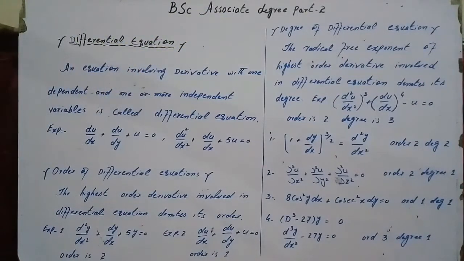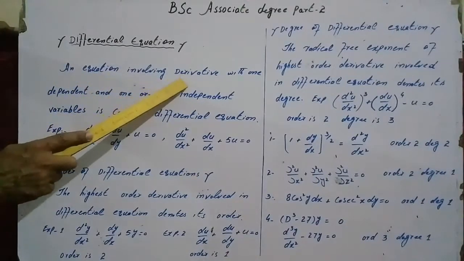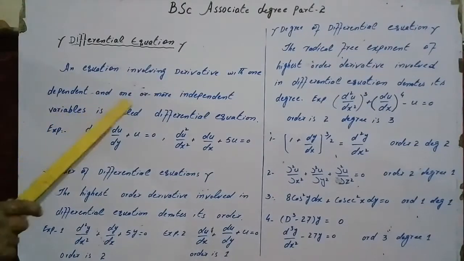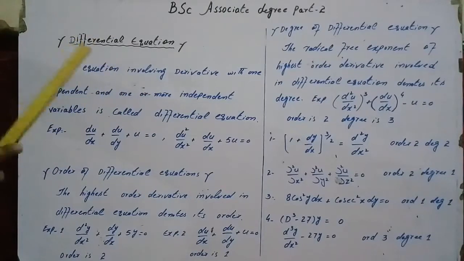Here is differential equation. What is differential equation? The definition: an equation involving derivative with one dependent and one or more independent variables is called differential equation. An equation involving derivative in which the dependent variable will be one and independent variables will be more than one. It depends upon whether the differential equation is ODE or PDE, ordinary differential equation or partial differential equation.